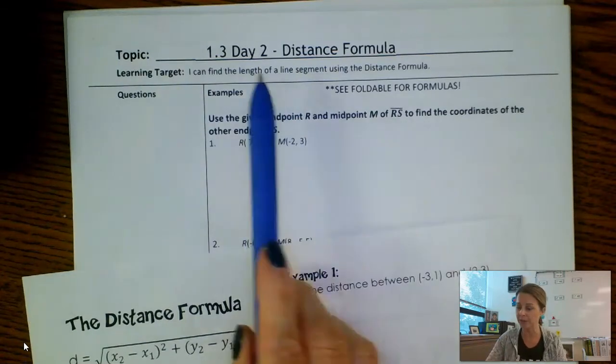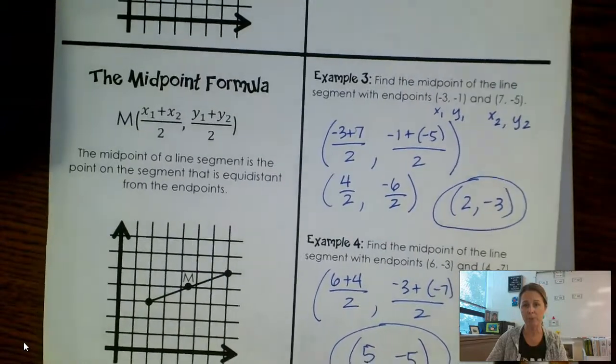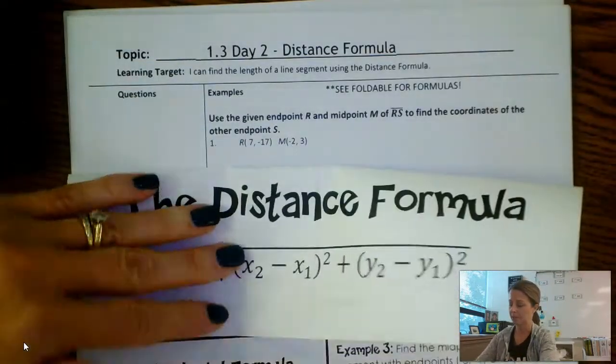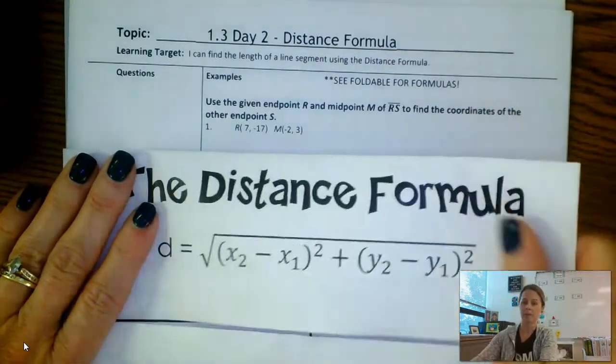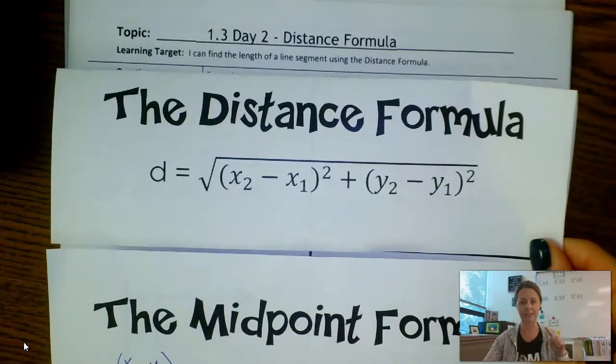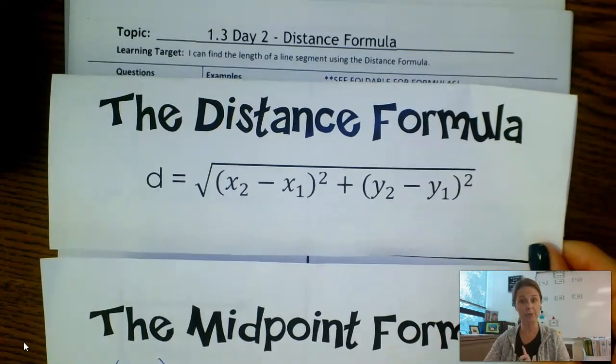So make sure you've got 1.3 day 2 for your notes. And then go ahead and grab, yesterday we worked on midpoint formula, grab that foldable. We're going to look at distance formula, but yesterday we talked midpoint. So you might pause it if you don't have these two items out. I want to go through distance formula real quick.